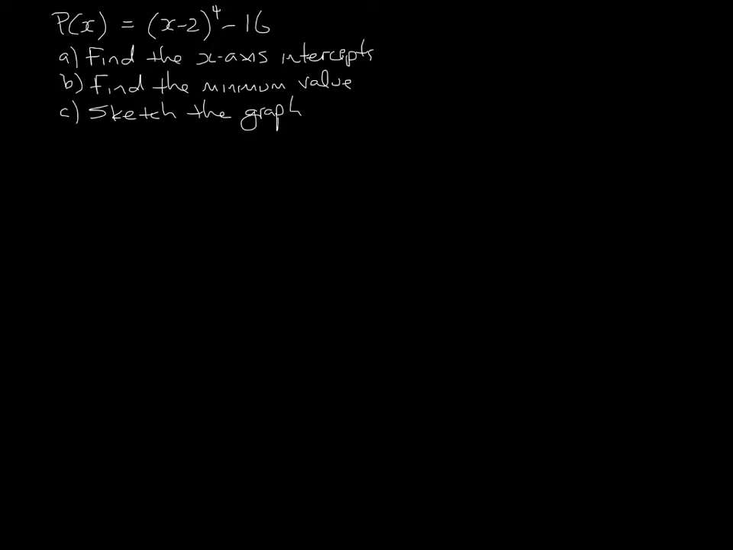Okay, for this particular question we're presented with a polynomial of x minus 2 to the power of 4 take away 16. Firstly, we're asked to find the x-axis intercepts. So for the x-axis intercepts we need to set y equal to 0. So for x-intercepts, y is equal to 0. That will give us the situation where we have x minus 2 to the 4 take away 16 equals 0.